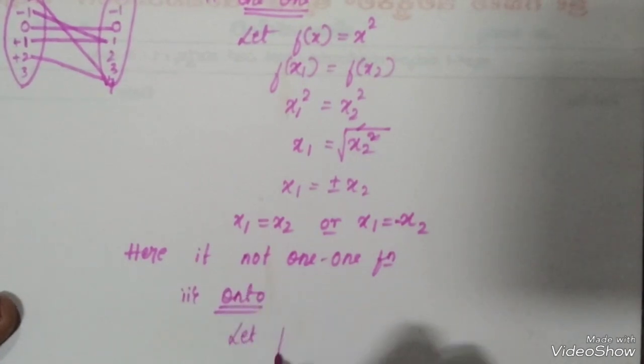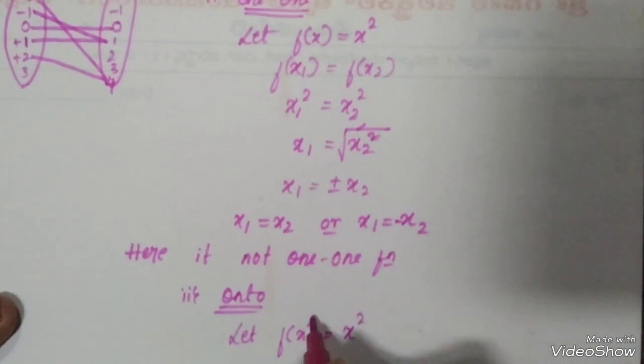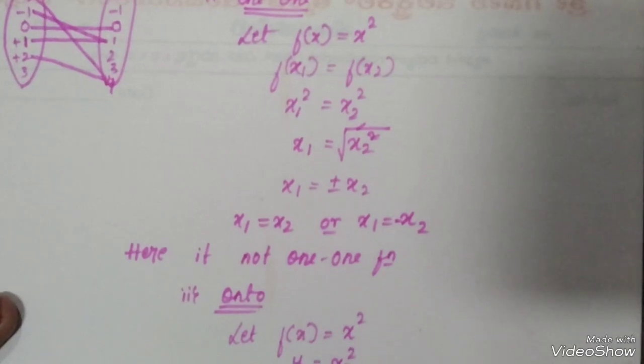Let f of x equal x square. Again substitute f of x equals y. Y is x square, f of x is replaced by y. Y equals x square. Then we solve for x. X is equal to plus or minus root y.